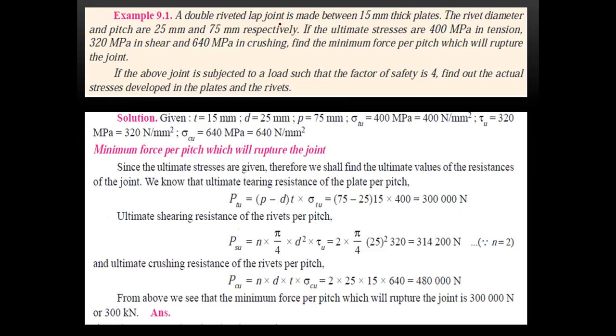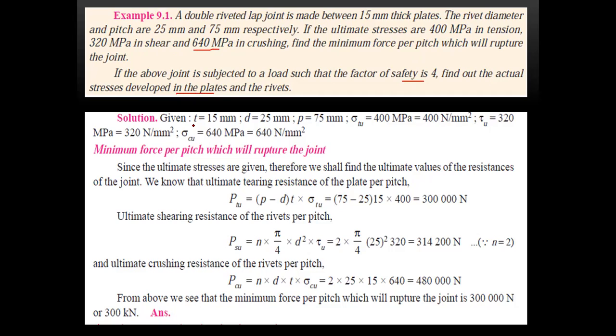A double riveted lap joint is made of 15 mm thickness plates. The rivet diameter and the pitch are 25 mm and 75 mm respectively. If the ultimate stresses are 400 MPa in tension, 320 MPa in shear, 640 MPa in crushing, find the minimum force per pitch which will rupture the joint. The factor of safety is 4. Find out the actual stresses developed in the plates.